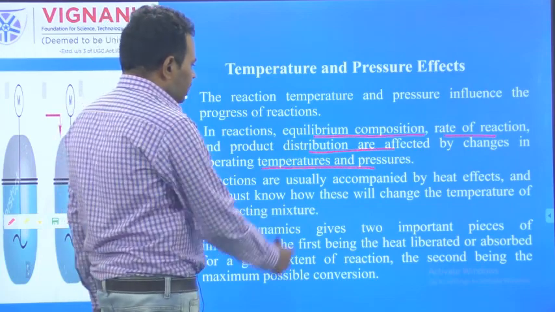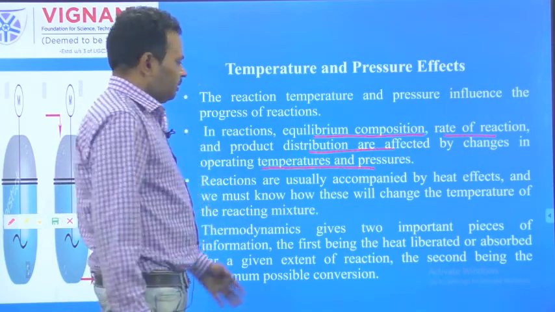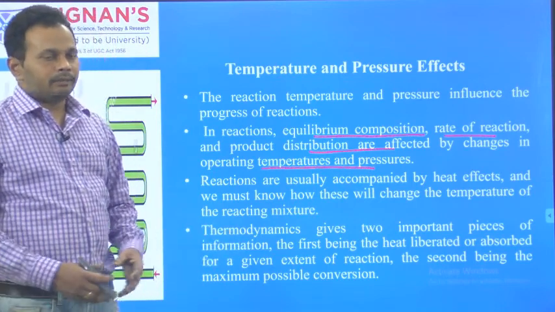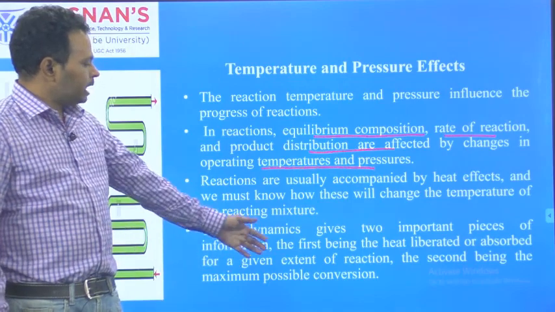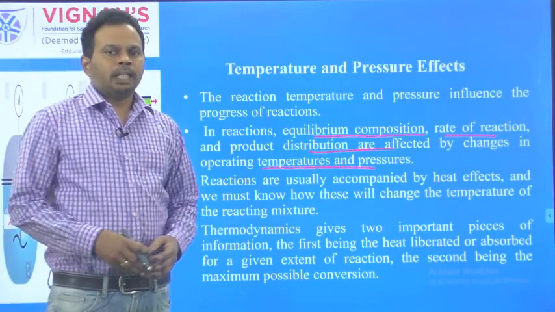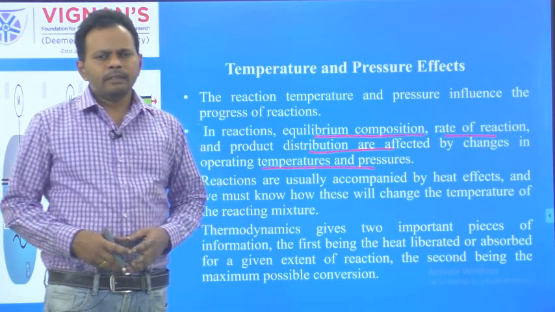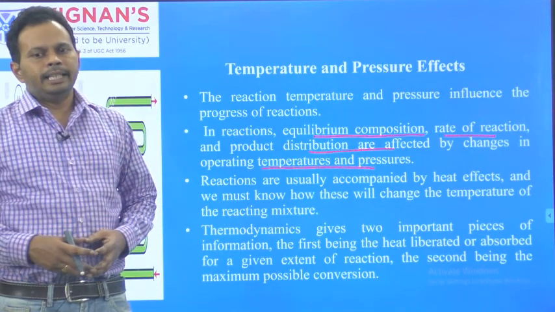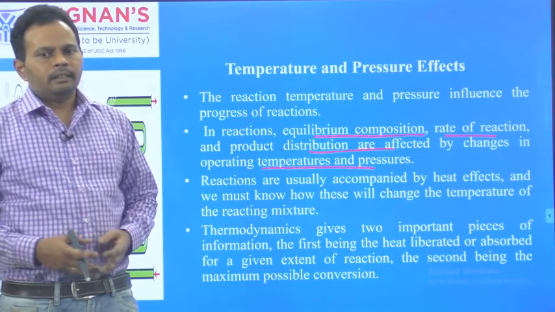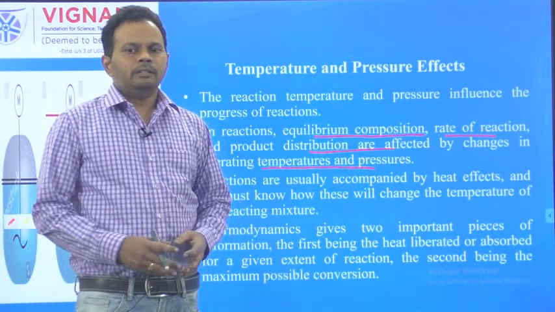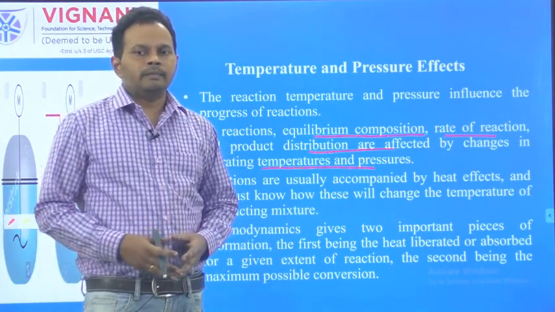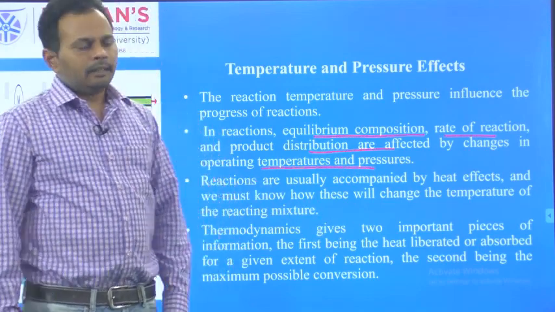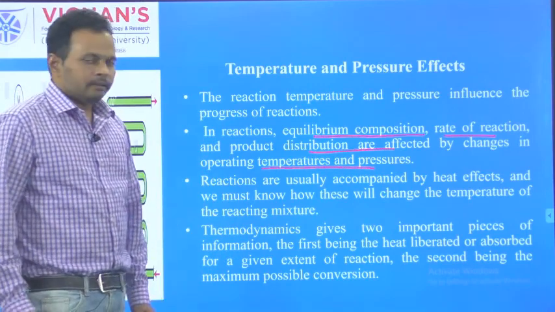Here thermodynamics gives two pieces of information: the first is the heat liberated or absorbed for a given extent of reaction, for a given conversion; the second is the maximum possible conversion. So with the help of thermodynamic principles, you can find out how much heat is liberated for an exothermic reaction, how much heat is required for an endothermic reaction, and also the maximum possible conversion for a given reaction. All of these involve temperature and pressure as variables.